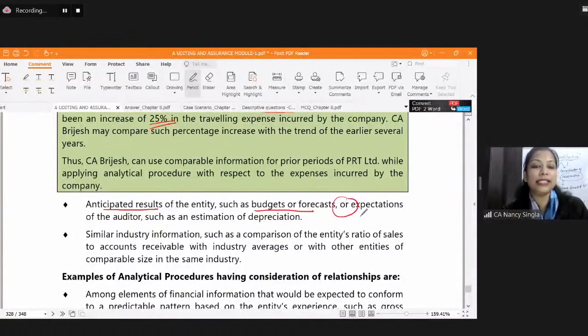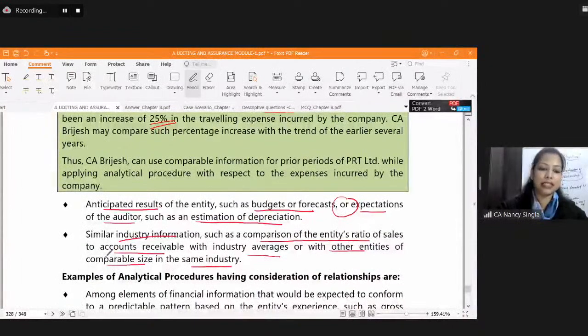Or it says expectation of the auditor, such as estimation of depreciation. Like I gave you an example, while analyzing the financials of the last year, the auditor may ask for a depreciation schedule for this year, and roughly calculate that he is expecting the company should have charged depreciation of say 10 lakhs in the P&L, and then he'll compare it with the actual. And last is comparing with industry information, such as comparison of the entity's ratio of sales to accounts receivable with industry averages, or other entities of comparable size in a similar industry.